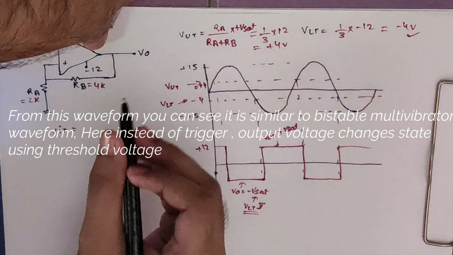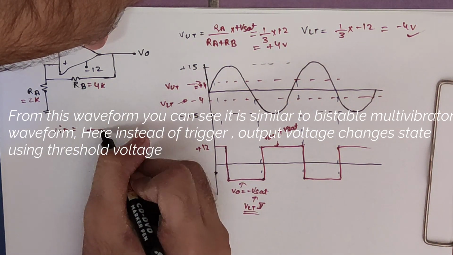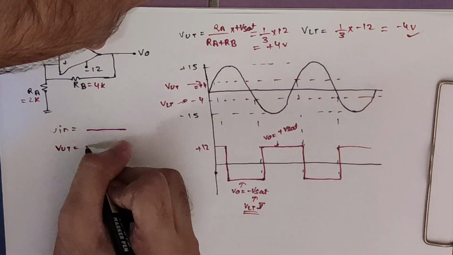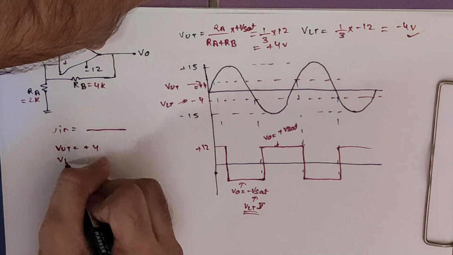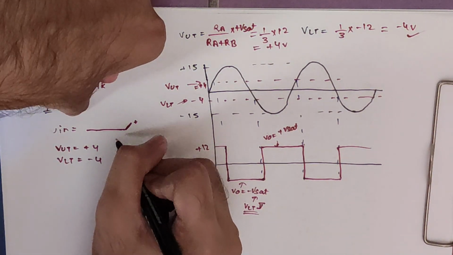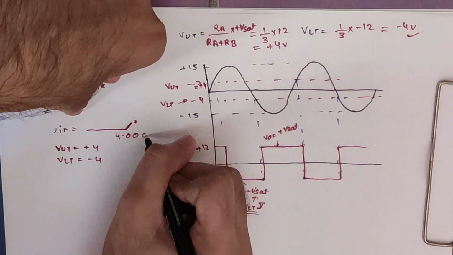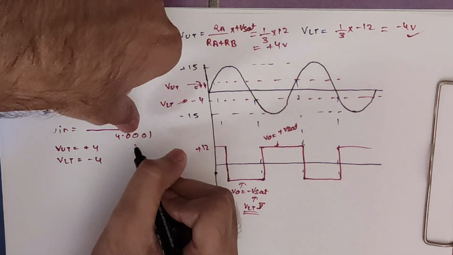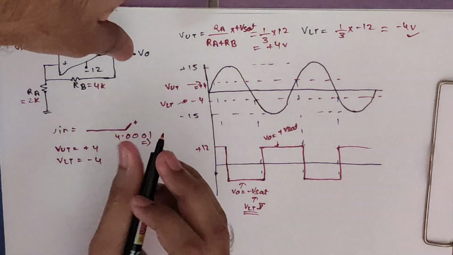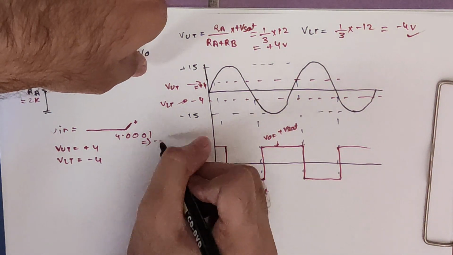How? Let's see. Let's say you have an input voltage going to plus 4, and you have an upper threshold voltage of plus 4 and a lower threshold voltage of minus 4. Now as soon as your input voltage becomes 4.0001, your output voltage is going to change from plus Vsat to minus Vsat. So your output voltage is getting changed to minus Vsat.